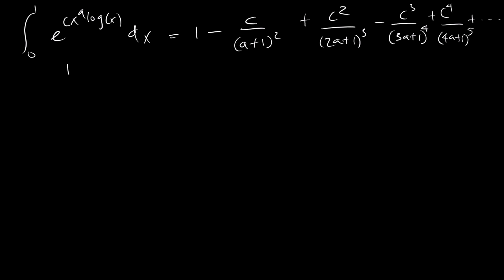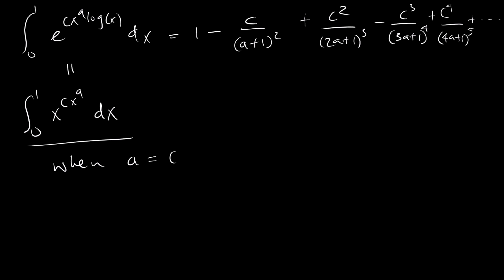So since this problem is also the same as 0 to 1 of x to the power c x to the a, it means when a is equal to c equals to 1, that's when we have the integral x to the x, right?